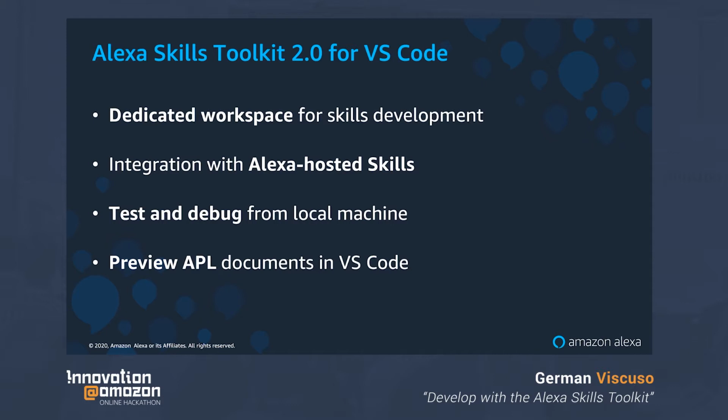in version 2.0, that includes several enhancements, such as no dependency on the ACLI or our command line interface, a new workspace with access to most typical skill development lifecycle operations. It works nicely with Alexa hosted skills, and I'll tell you more about them later. It supports local debugging and testing, and it now has the ability to preview APL documents. Now, let me quickly show you how to install the toolkit.